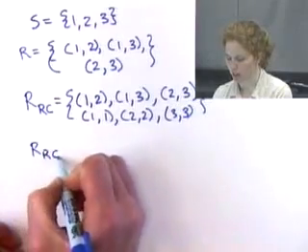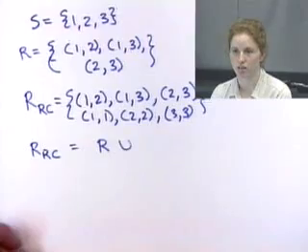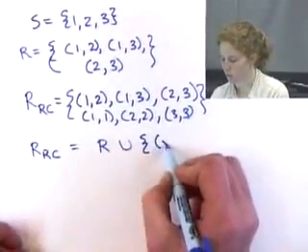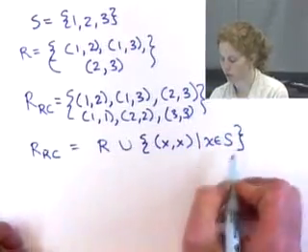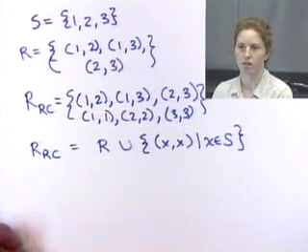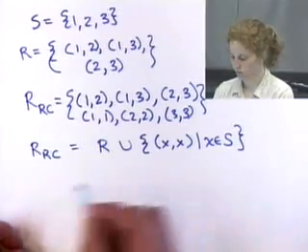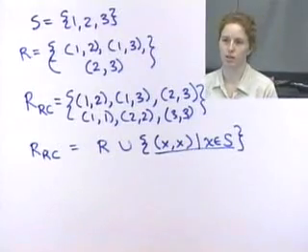So we can actually write that the reflexive closure is going to be R union with some other set. And it's going to be points that look like (x,x) as long as x is in S, right? That's the kind of points I have to add to make it reflexive. And this whole set represents all of them in that set notation.